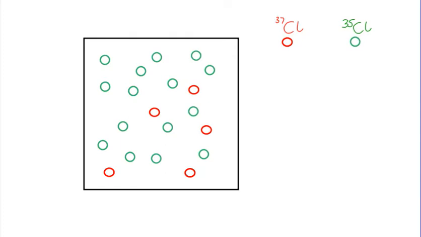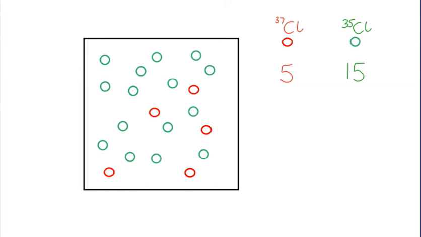So I've drawn a little diagram showing you the relative amounts, and you could count up how many of each there are. So we've got 5 atoms of chlorine-37, and we have 15 atoms of chlorine-35. So it's not true to say that if I took the average mass of this box it would weigh 36, because there's more things in it that weigh 35 than there are that weigh 37.